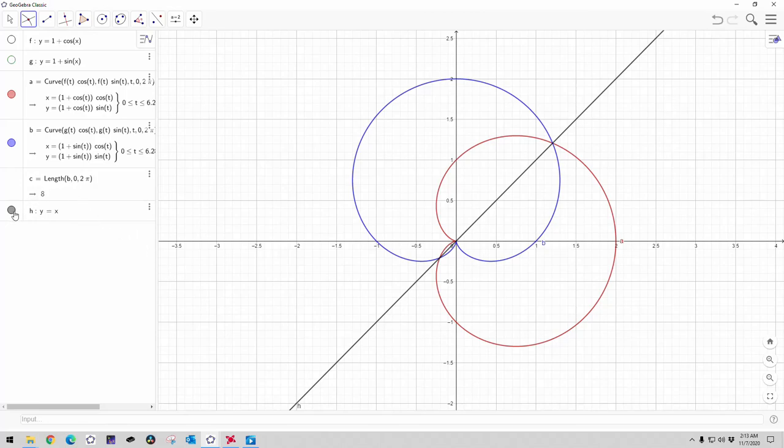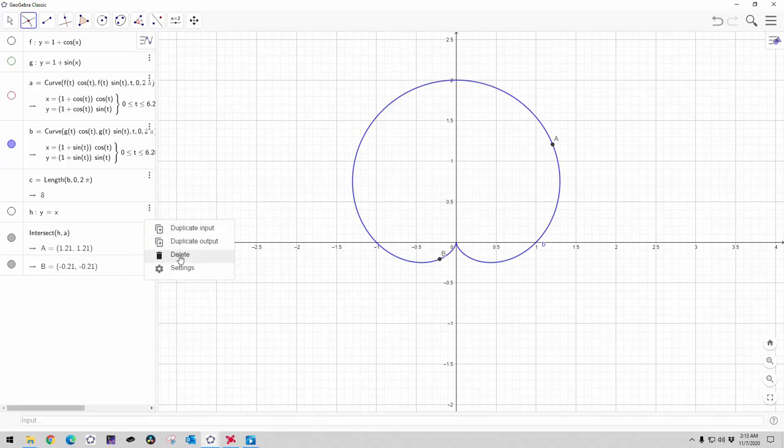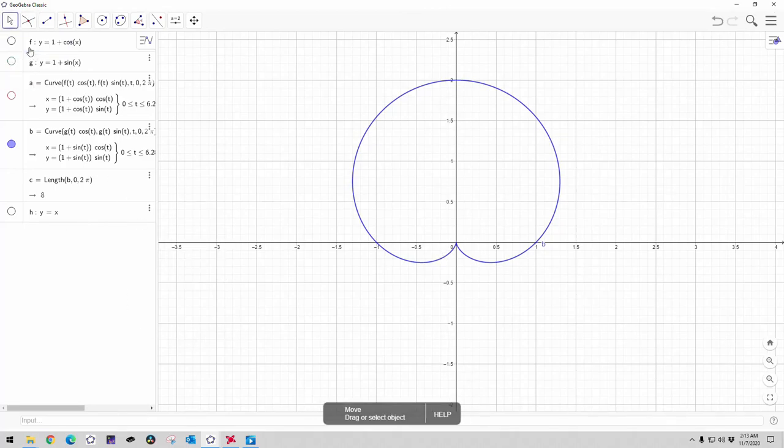The next thing for you to notice is that, remember I did the little side bit at the end, which was finding the length. And you can see I typed in the calculation right here, the length of curve B, right? The blue one right here, this is the 1 plus sine x. And it calculated the length for us right here at 8. That's the length of the entire thing.